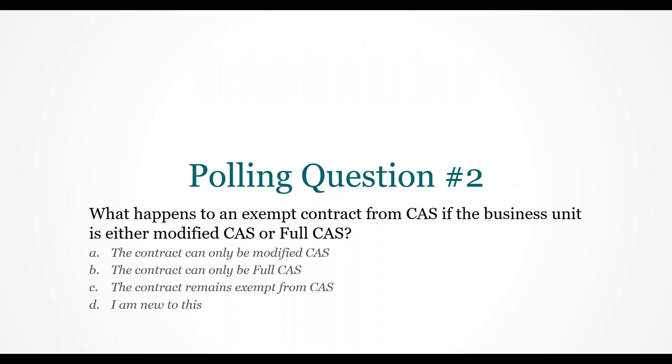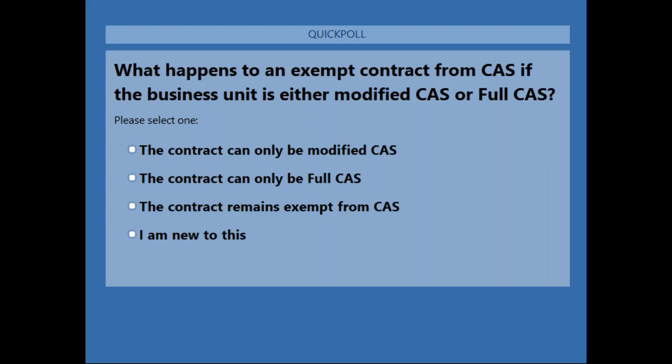Thanks, guys. So we're now on our second polling question, and our question is, what happens to an exempt contract from CAS if the business unit is either modified CAS or full CAS? And the answer choices are A, the contract can only be modified CAS, B, the contract can only be full CAS, C, the contract remains exempt from CAS, or D, again, I'm just not sure, I'm pretty new to this. So please take a moment now to answer while everybody is recording their answer.